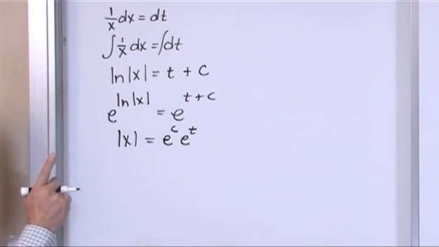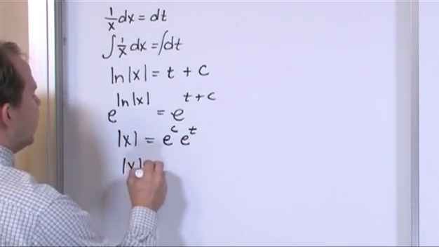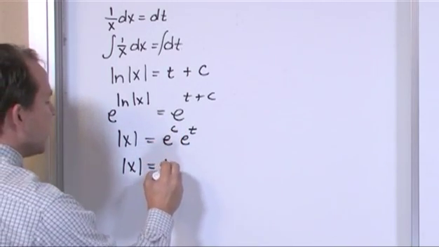The reason I'm going to do that is because I'm going to leave this as the absolute value of x is equal to e to the power of c times e to the t. This e to the c is just my constant of integration. I'm going to call that constant k.